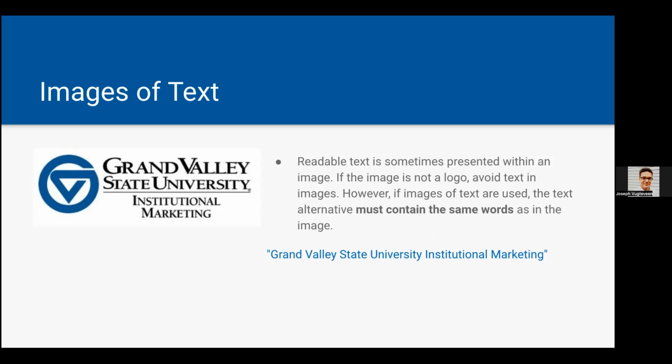If you have to, the alt text must include the words that are in the image. So as this example, you could put something like logo of, you don't have to, but it would be Grand Valley State University Institutional Marketing. We have to include the words that are in the image. So if you have a picture of Zach up there with a paragraph long text that he quoted 20 minutes ago, you have to include every word in that. And it's going to just be a terrible experience when someone tries to use a screen reader.